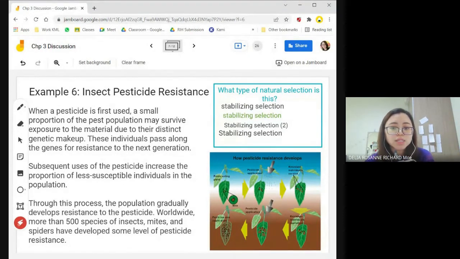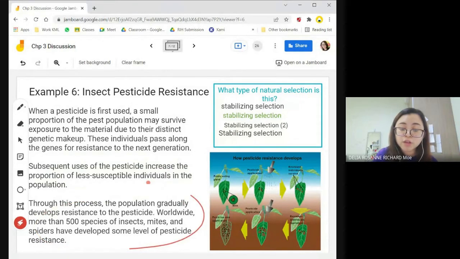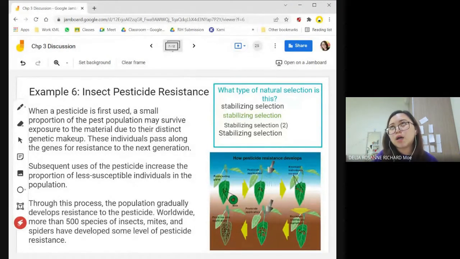So subsequent use of the pesticide will increase the proportion of less susceptible individuals in the population. Maksud ayat kedua adalah, after the next time you use the racun serangga, bilangan individu yang kalis racun serangga semakin meningkat. That's what this sentence says. And then through this process, the population gradually develops resistance to pesticide. Worldwide, more than 500 species of insects, mites, and spiders have developed some kind of pesticide resistance. So makin banyak kali kita buat begini, makin banyak baby dia dapat, makin banyak insect yang kalis racun serangga.